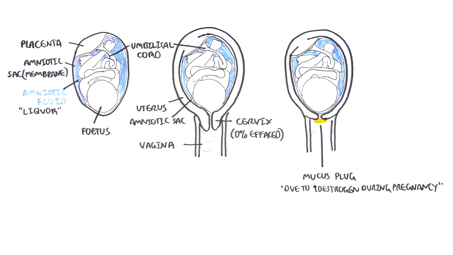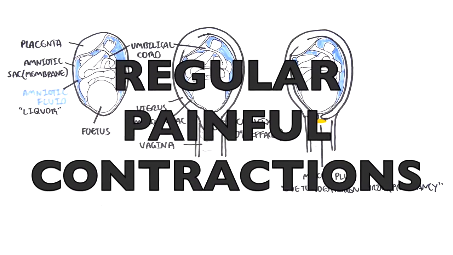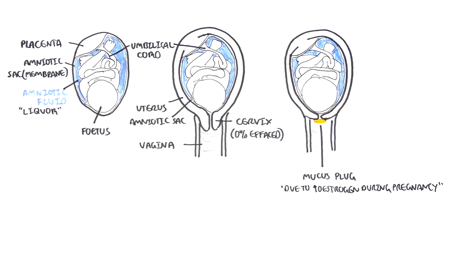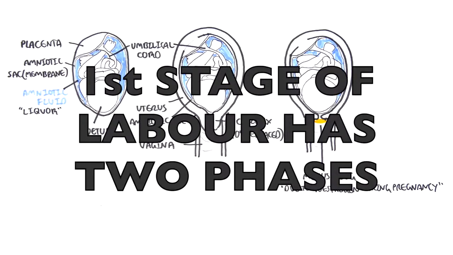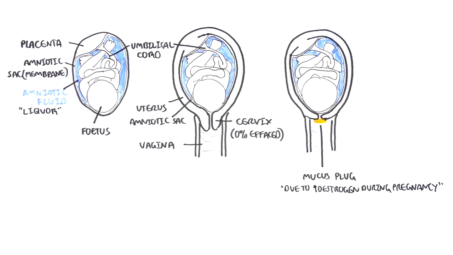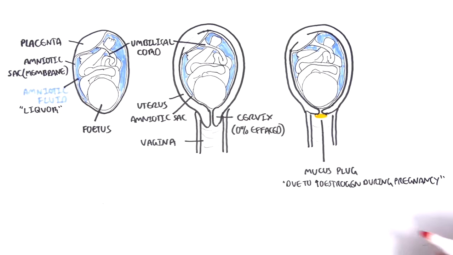Labor begins when the woman has regular painful contractions with cervix effacement, plus or minus dilatation of the cervix as well. Stage 1 of labor is divided into 2 phases: the initial phase, also known as the latent phase, and then the active phase.